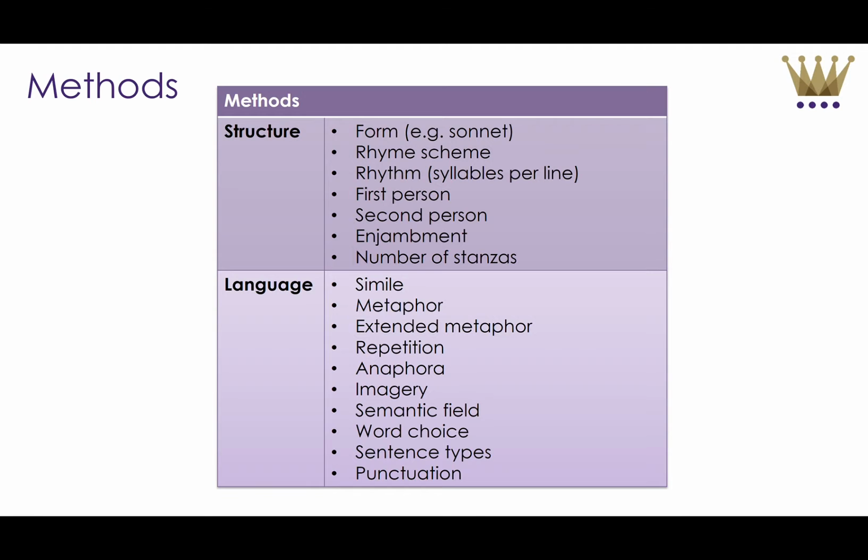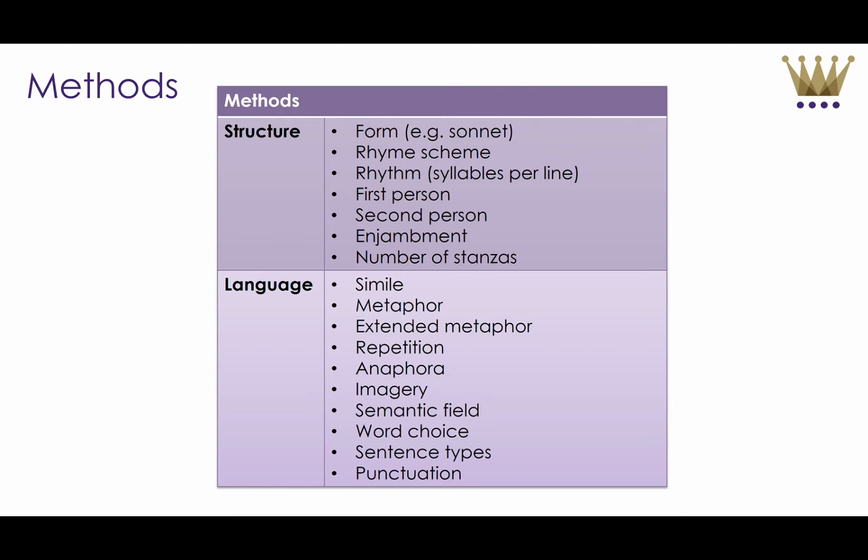Now, this question is all about something called methods. We talk a lot about methods in English language, but methods we can talk about in English literature as well. And by methods in poetry, they kind of fall into 2 different categories. The first one is structure, so anything to do with its form. So, for example, sonnet form, the rhyme scheme, the rhythm of the poem, whether it's in first person, second person, whether the poem uses enjambment, and the number of stanzas.